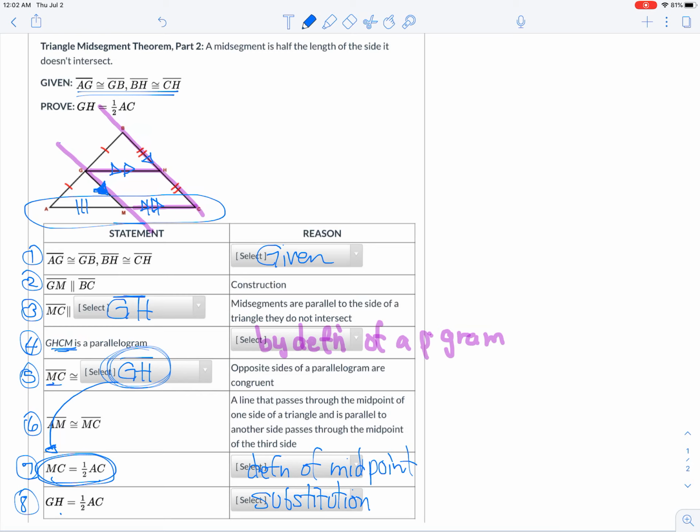It's hard to remember what we were doing here. This is the key feature. Let's take all this out. That a midsegment is, so GH is actually half of the side it doesn't intersect.